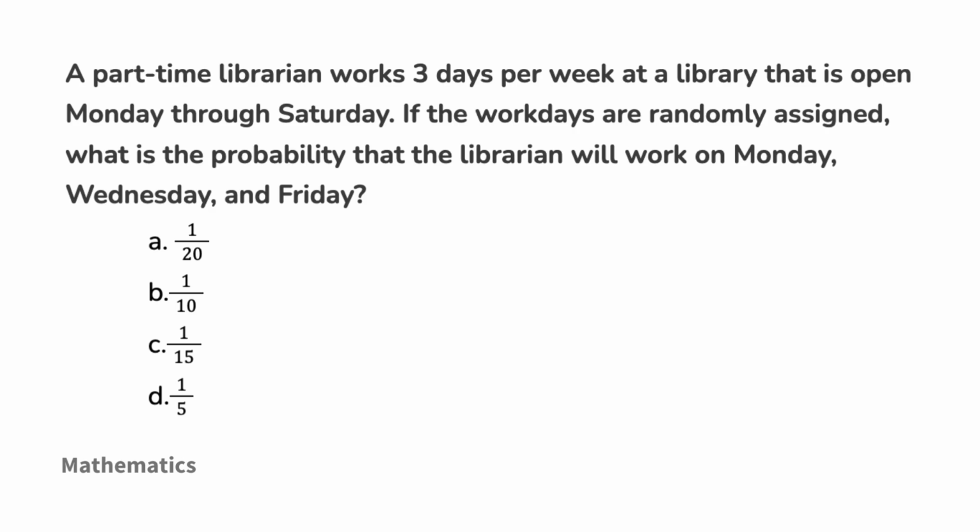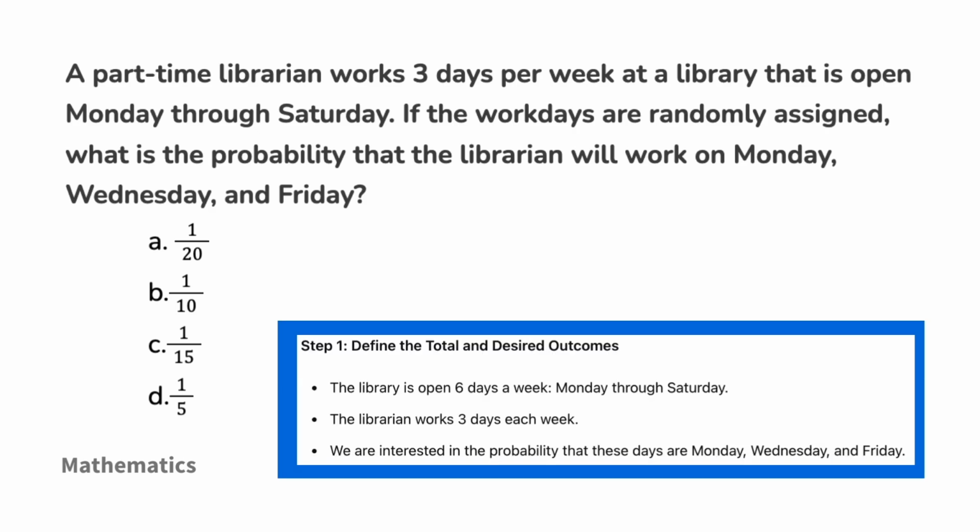Excellent. Let's start. To work out this problem, we'll need to calculate the probability of specific events occurring within a set scenario, specifically focusing here on the selection of days that a librarian works at a library that is open multiple days a week. So our first step here is to define the total and desired outcomes. The library is open 6 days a week, that's Monday through Saturday, and the librarian works 3 days each week. And here we're interested in the probability that these days are Monday, Wednesday, and Friday.